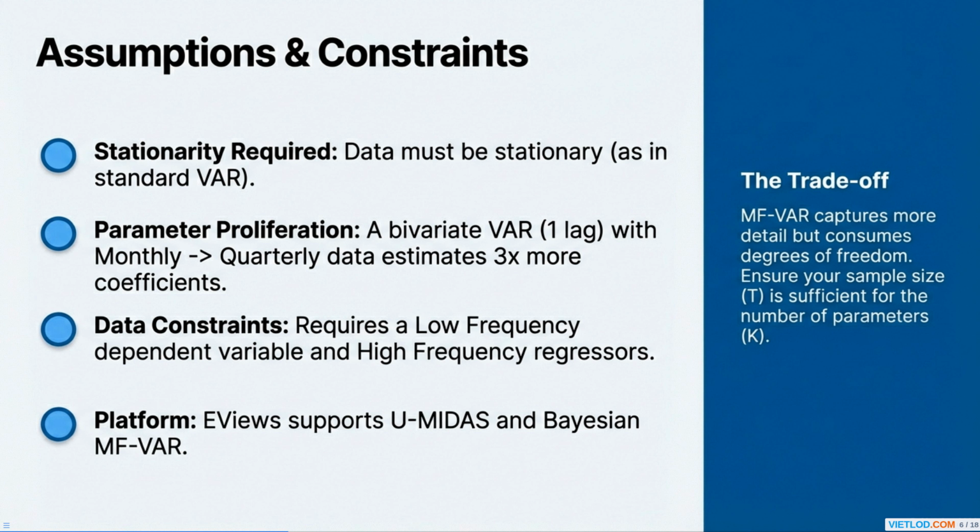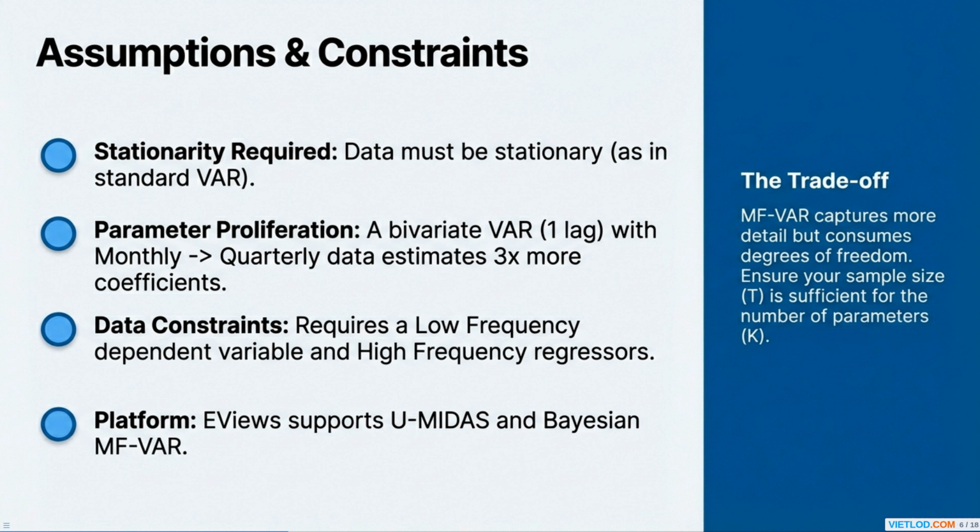First, just like a standard VAR, the MFVAR model requires all data to be stationary. You must perform unit root tests and difference the data if necessary before estimation. Second, be mindful of parameter proliferation. Because we are creating new variables through stacking, the number of coefficients to estimate explodes. A simple bivariate VAR with one lag, mixing monthly and quarterly data, will estimate 3 times more coefficients than a standard VAR. This leads to a data constraint.